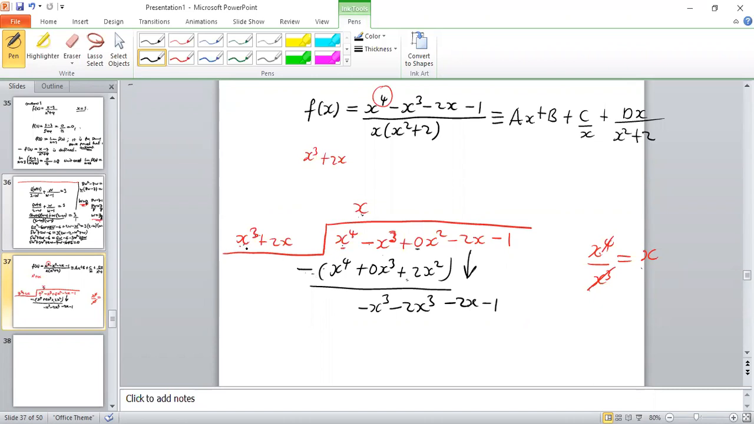Isn't the last one 2x to the power 2? 2x to the power 2, good girl. You are following. I just wanted to see if you are following. 2x to the power 2.